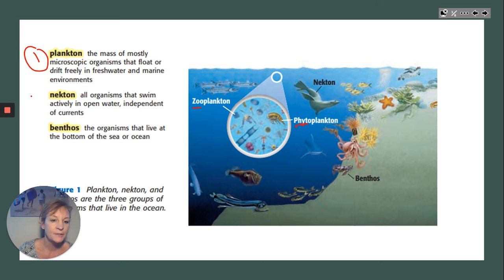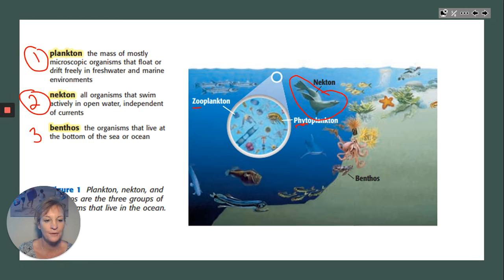The second type of creature in the ocean is something called a nekton. So nekton are your free swimmers. So if you can swim actively in the ocean, then you are a nekton. So any kind of fish, seals, octopus, sharks, anything that swims is going to be a nekton.